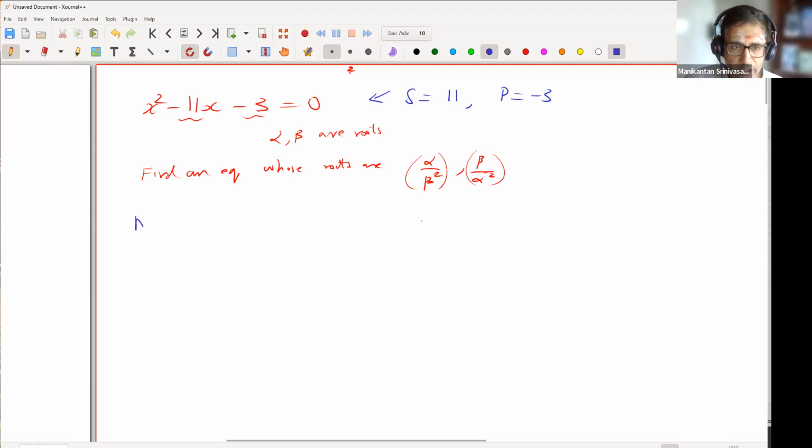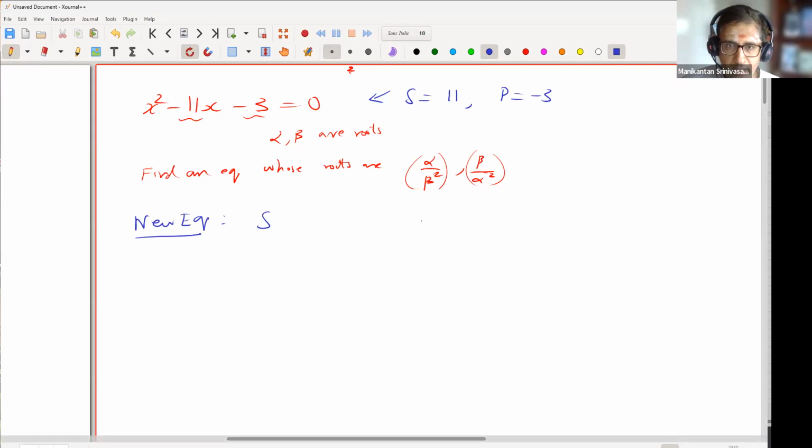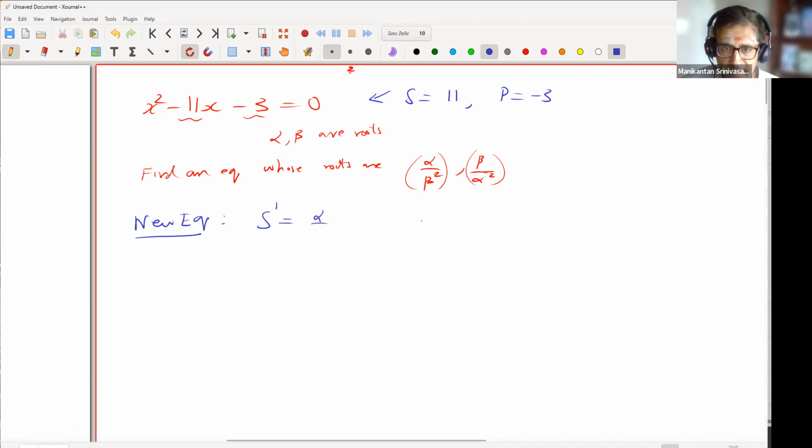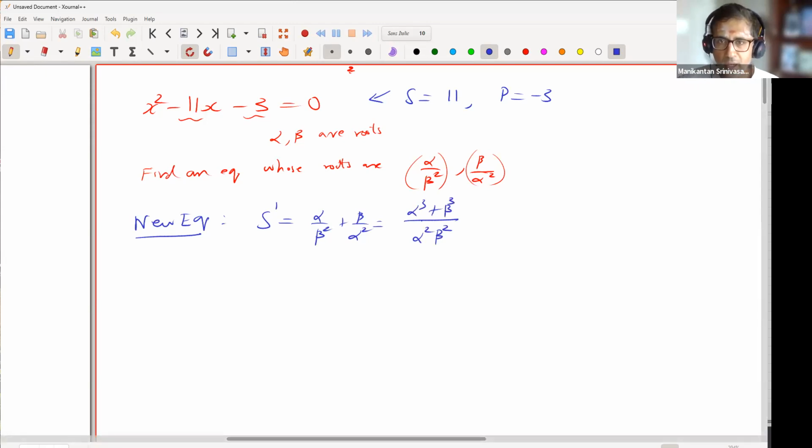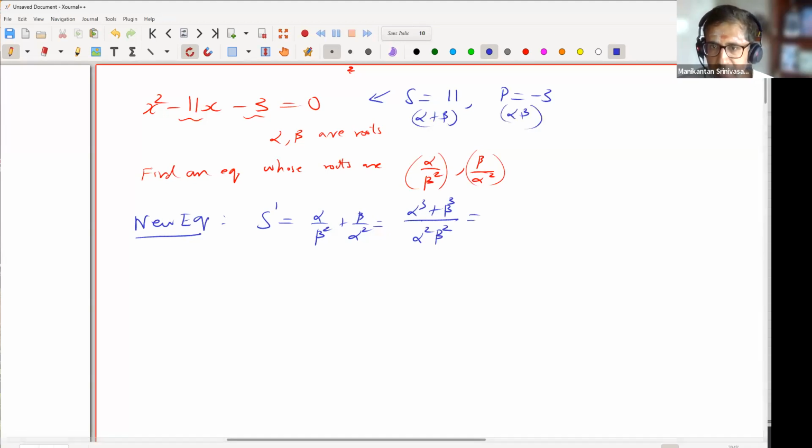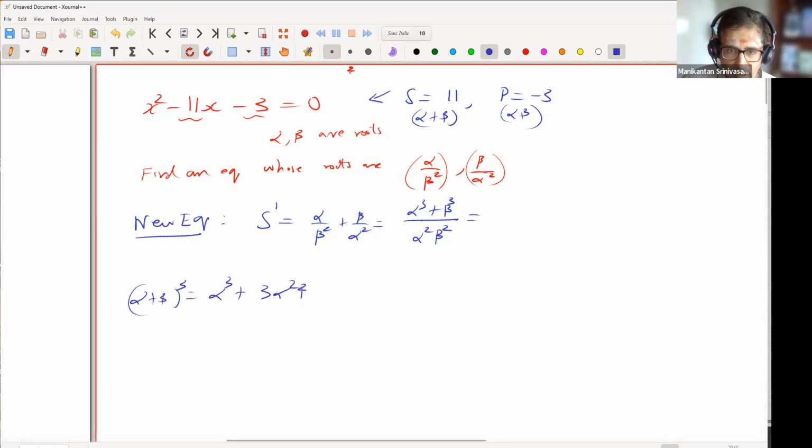Okay. Now, for the new equation that we are trying to discover, the new sum, I'll just call it S dash, is alpha by beta square plus beta by alpha square. I can write that as alpha cube plus beta cube over alpha square beta square. Now, this is my alpha plus beta, and this is my alpha beta, right? So I can write everything in terms of alpha plus beta and figure it out. So I know alpha cube plus beta cube. Just to recap, alpha plus beta whole cube is a cube plus 3a square b plus 3ab square plus b cube, right?